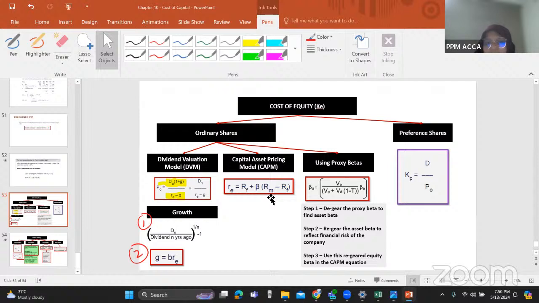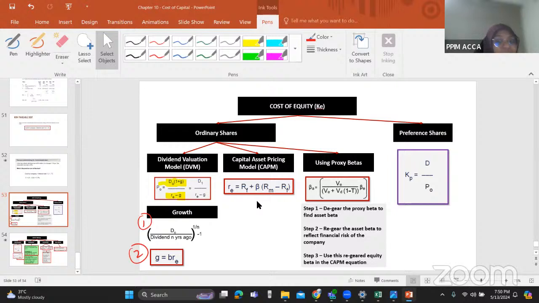RM is, in a normal business scenario, the return that we usually get for a normal investment. So RM minus RF. Okay, so what is this beta? Beta is basically a measure to incorporate risk into the calculation. What is the type of risk that we're trying to incorporate? We try to incorporate systematic risk.